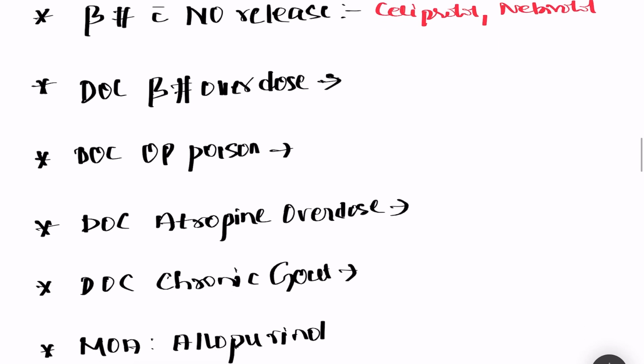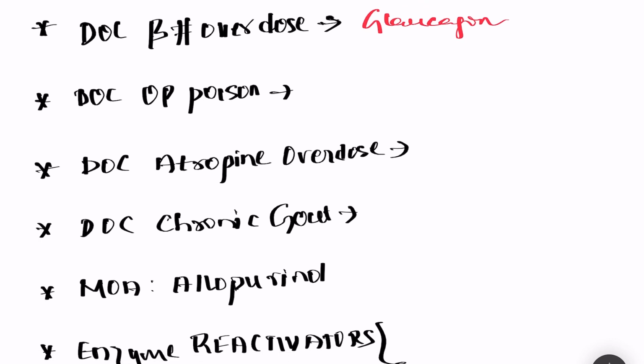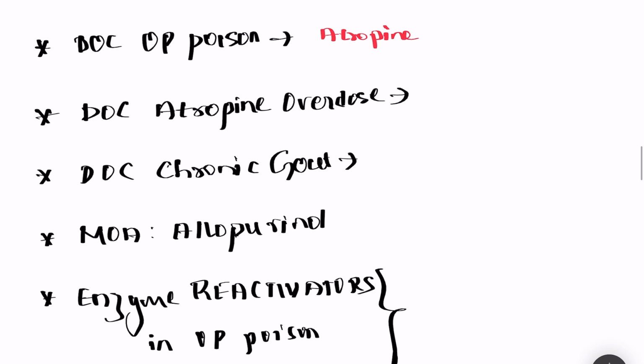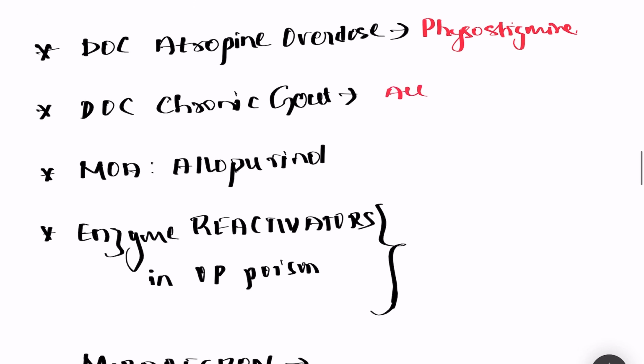So which is the drug of choice for beta blocker overdose? It is your glucagon. So which is the drug of choice in case of OP compound poisoning? The drug of choice will be your atropine. So please remember, the drug of choice will be your atropine. So what will be the drug of choice for atropine overdose? It will be your physostigmine. So which is the drug of choice for chronic gout? It is your allopurinol.